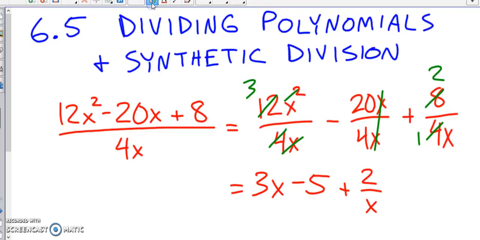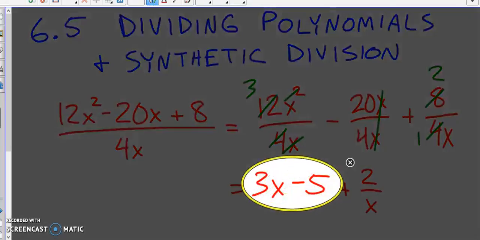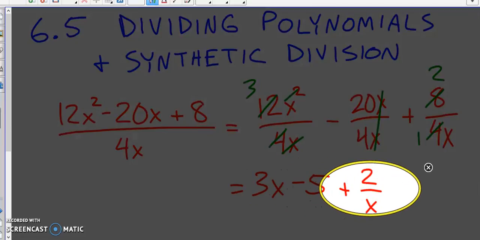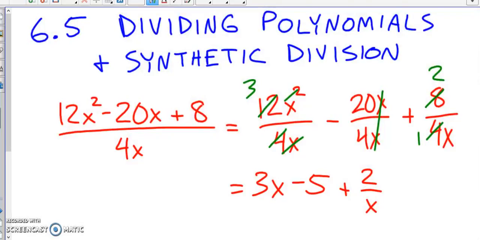So this piece right here is called the quotient. And then this piece over here is the remainder, because it's what's left over whenever you divide, and you can't simplify it without a denominator in it. So we've got a quotient, and we've got a remainder. Well, as we all know, it's not always that simple.